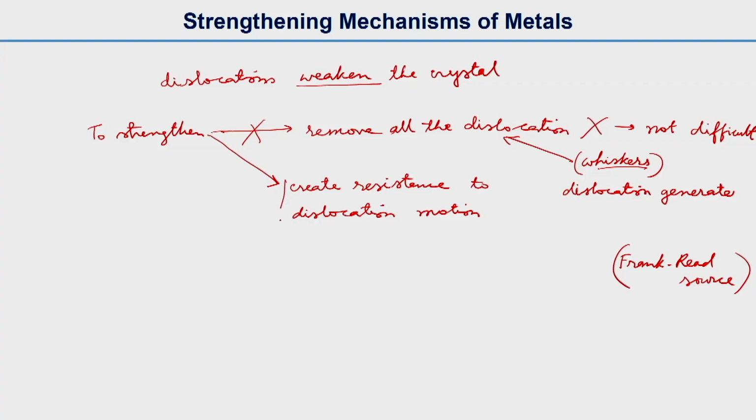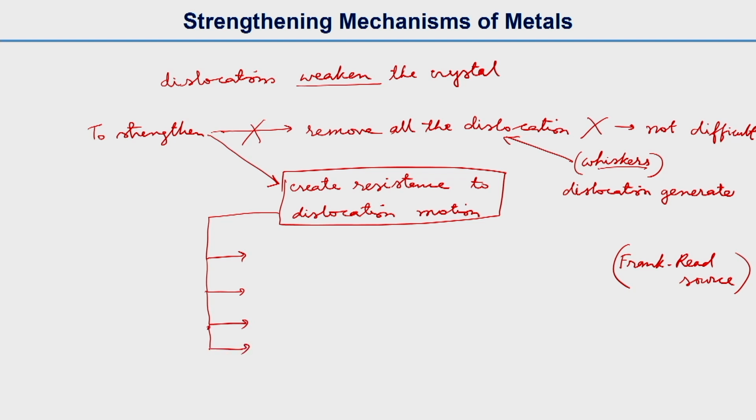So we will now see how to create resistance to dislocation motion. There are different ways to do that, which we will discuss one by one. Let us say the first one is strain hardening, or we call it work hardening, and the second one is solid solution strengthening. You can use the words hardening and strengthening interchangeably.